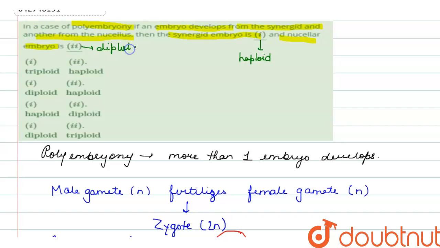So from the given options, we can say that for blank 1 it is haploid, and for blank 2 it is diploid. Our option number 3 becomes the correct answer over here. I hope I have solved the question.